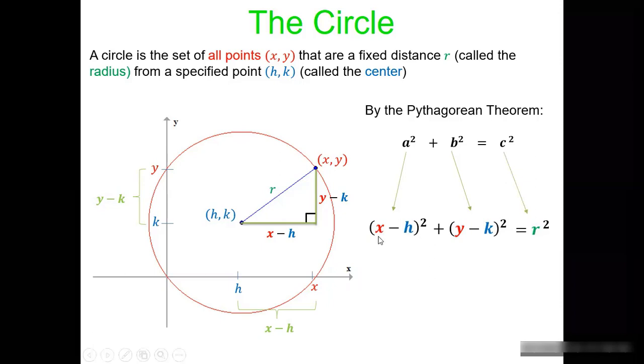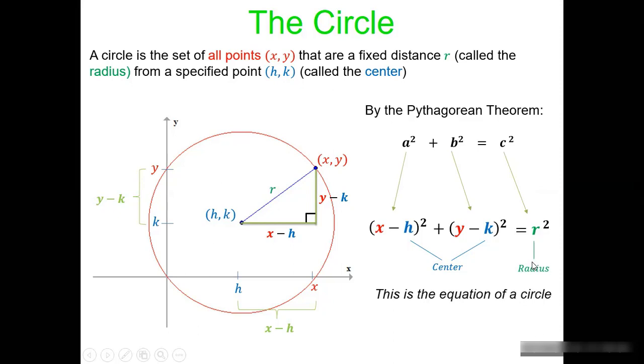And what we've done is derived the equation of a circle where h and k represent the center, while r, the quantity on the other side of our equal sign, is equal to the radius. And therefore this is the equation of a circle. So let's take a look at an example.